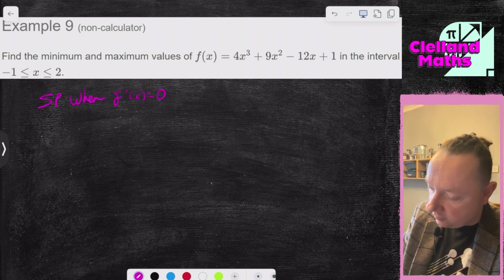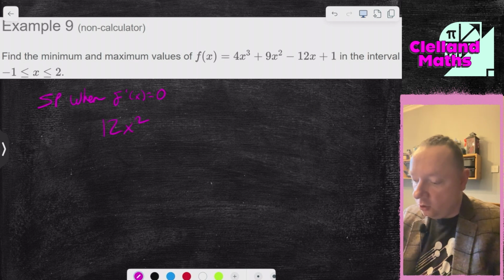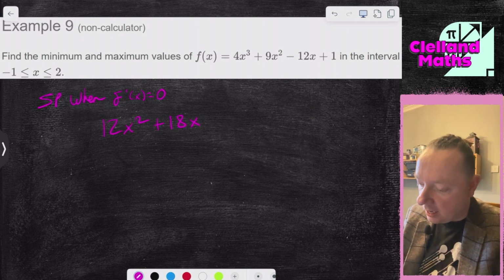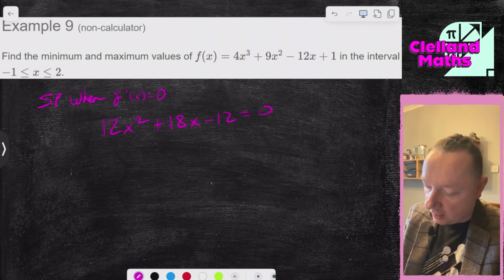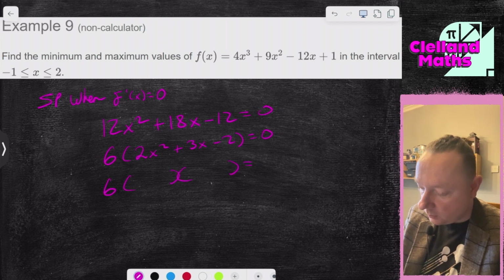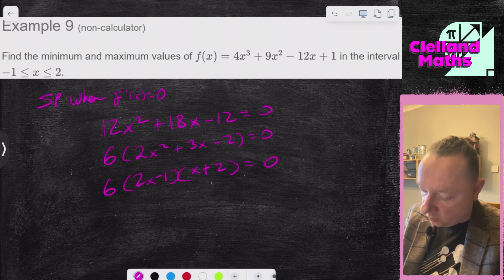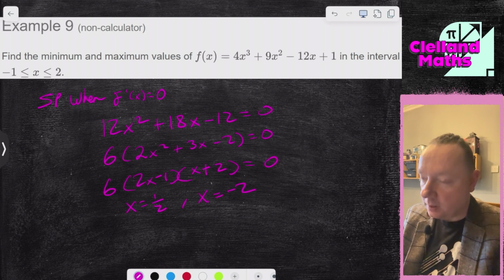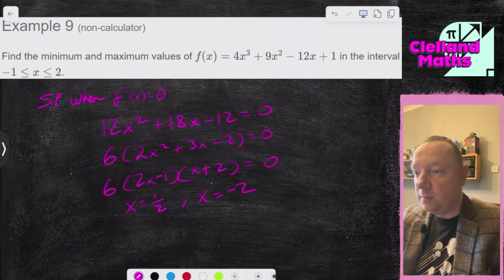So that is 3 fours is 12x squared. Now 2 nines is 18x. And minus 12 equals 0. A common factor is 6, to get 2x squared plus 3x minus 2. Let's just hope that factorizes. We've got 2x and x. 2 2s is 4 and 1 is 3. So I just need to get my signs right. Plus 4 minus 1. So that means that 2x minus 1 is 0, so x is a half, or x is minus 2. So we get there so far. x is a half and x is minus 2.